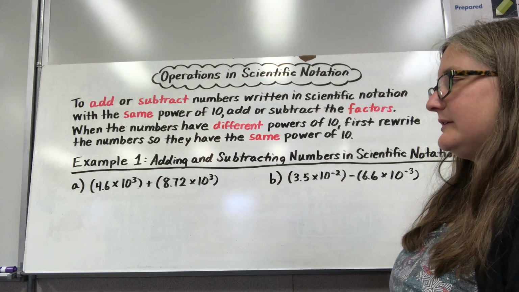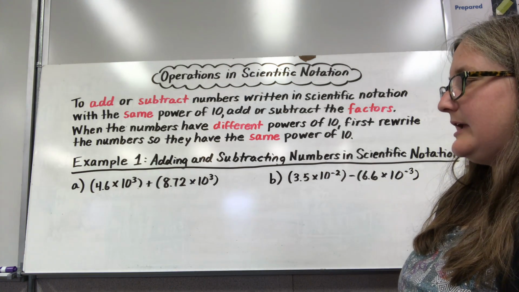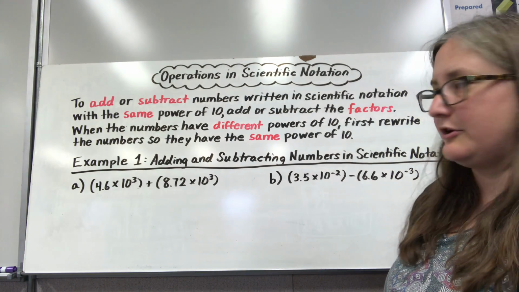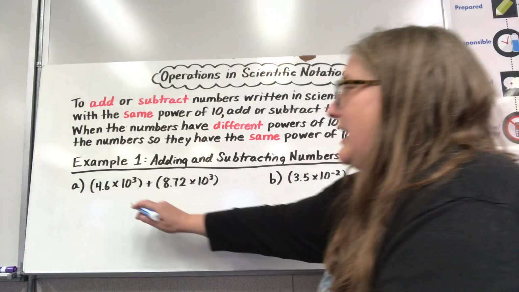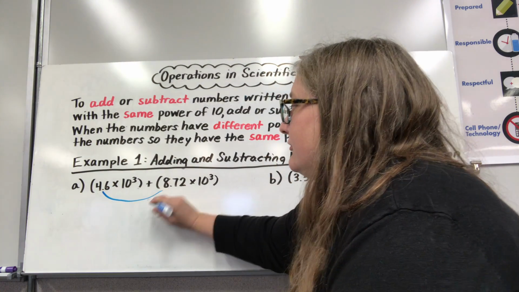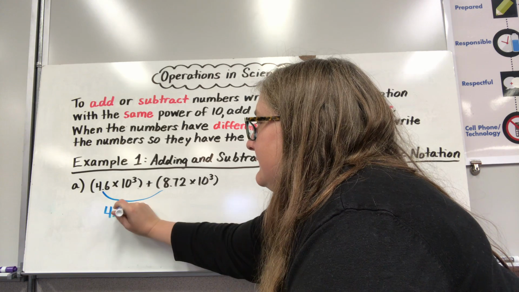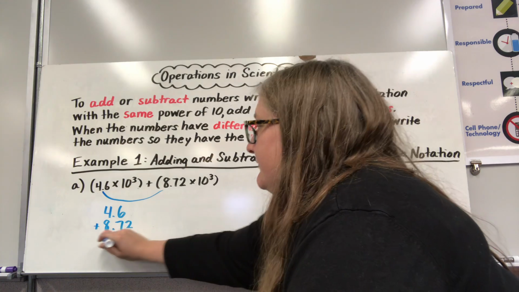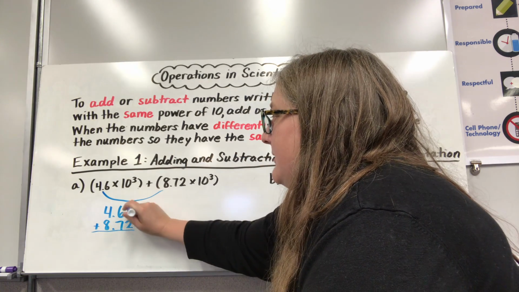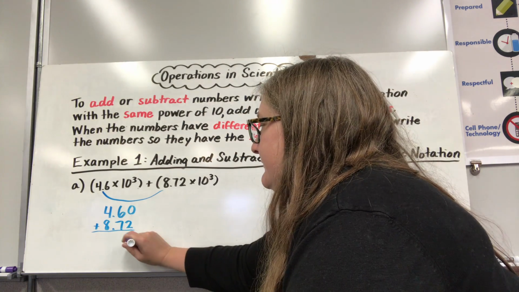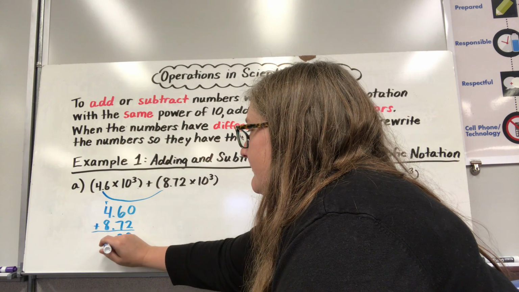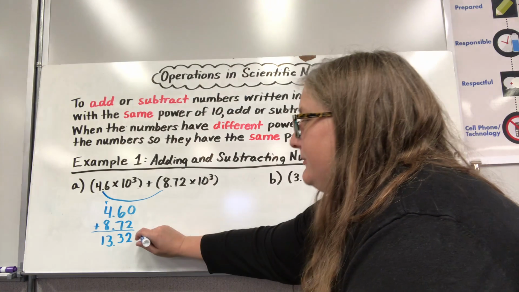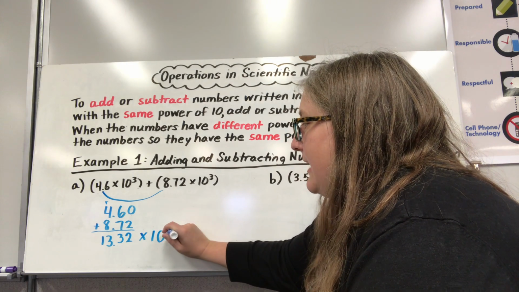Here we're doing 4.6 times 10 to the third power plus 8.72 times 10 to the third power. Since they both are to 10 to the third power, I'm just going to go to adding my factors. So I'm going to add 4.6 plus 8.72. Now add a 0 in my empty space here. I get 13.32, and this will also be times 10 to the third power.